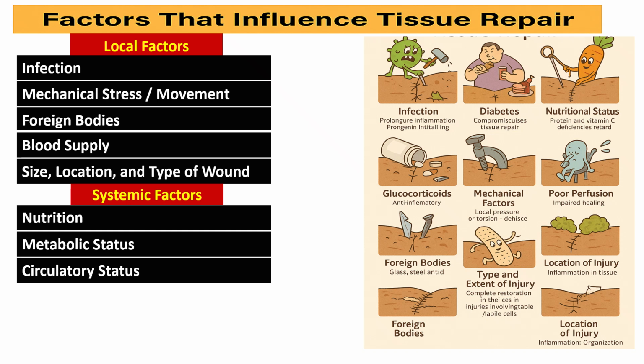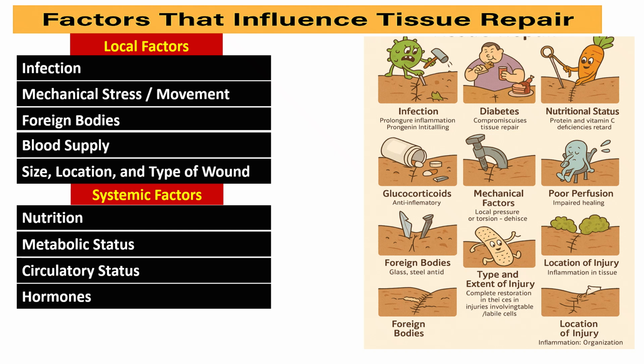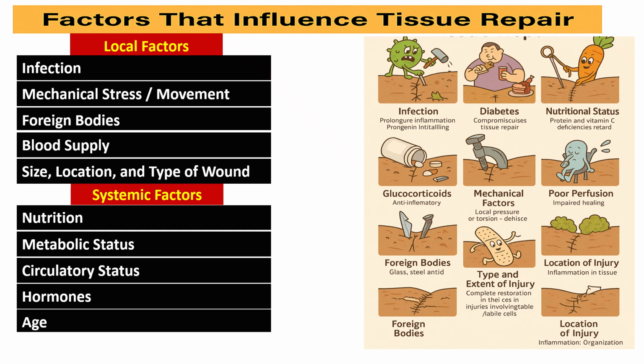Poor perfusion, as happens in shock or congestive cardiac failure, reduces nutrient and oxygen delivery. Glucocorticoids or corticosteroids inhibit transforming growth factor beta production and reduce inflammation, and can impair collagen synthesis and fibrosis. Elderly patients have slower cell turnover, reduced vascular response, and thinner skin.